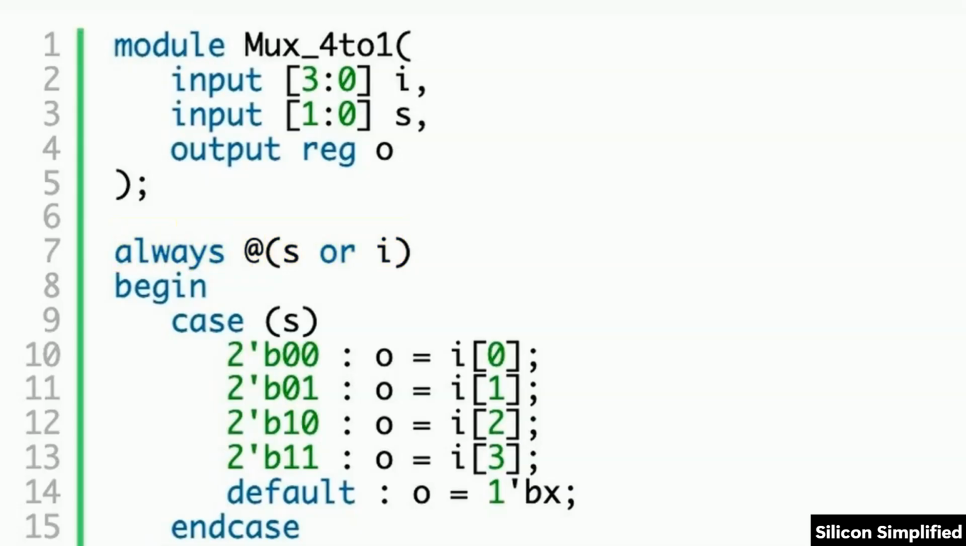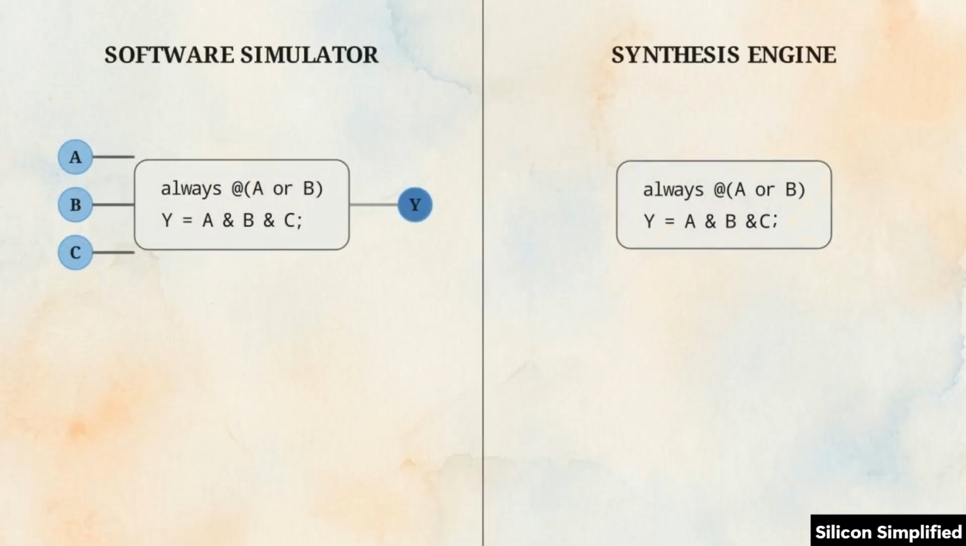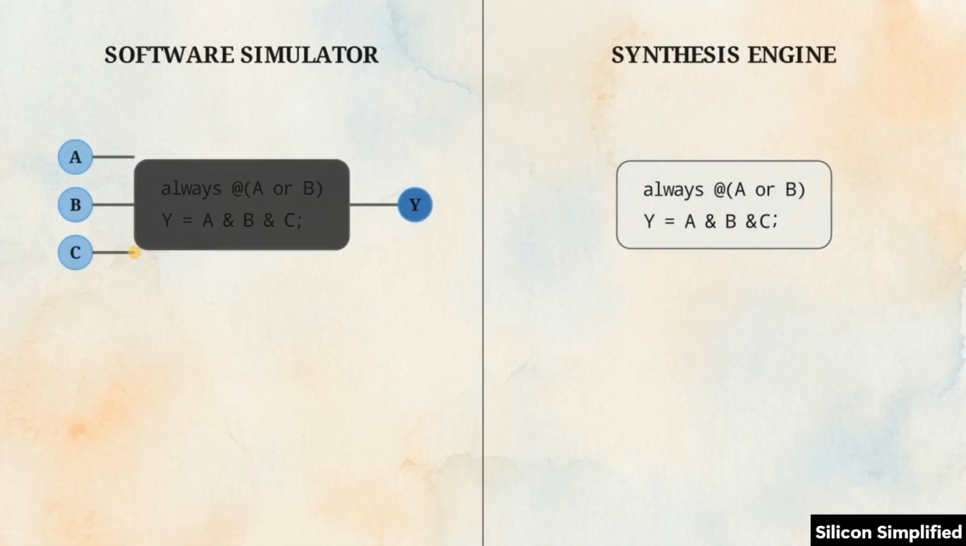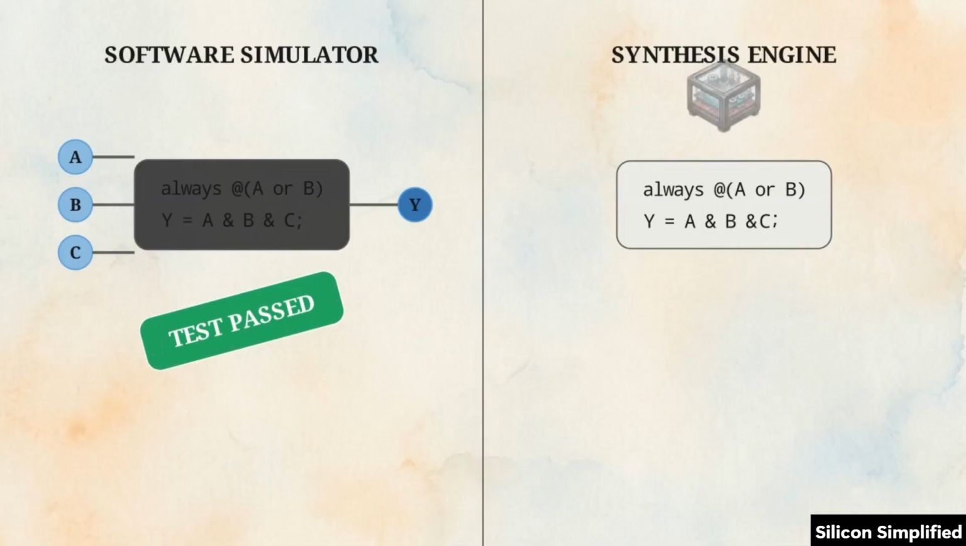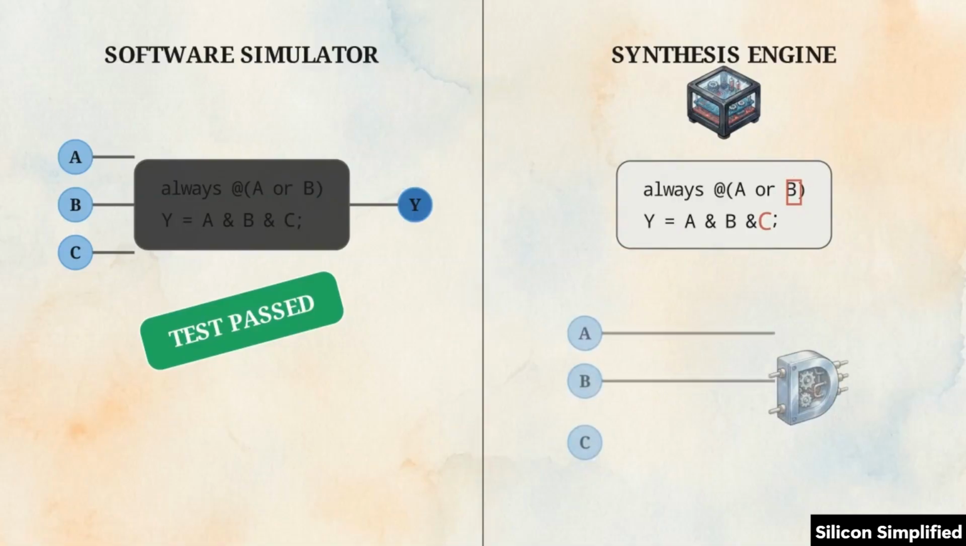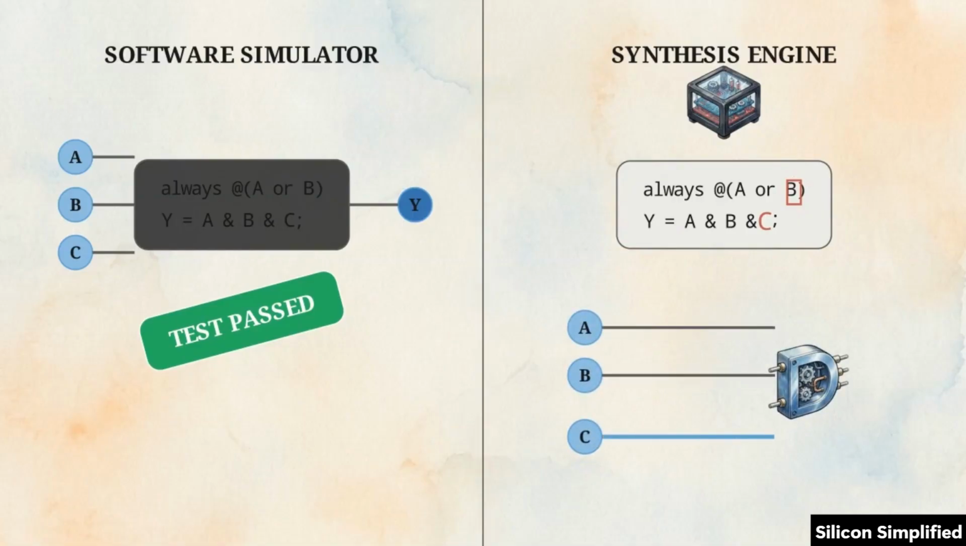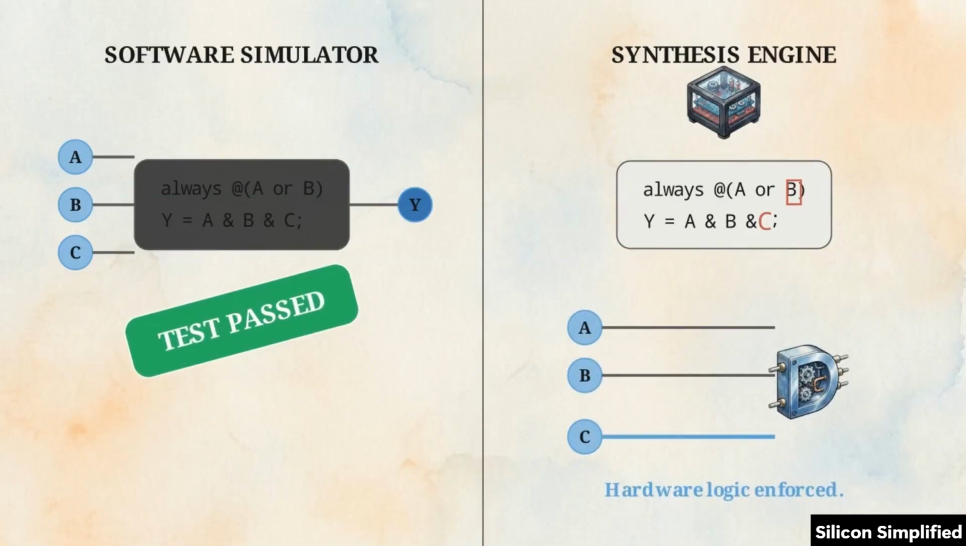The engineer must manually track every input. Adding a new control signal below, but forgetting to update line 7, creates a critical discrepancy. In the software simulator, this omission means the block won't trigger when the new input changes, potentially passing false positive tests. However, synthesis tools prioritize logic requirements. The tool recognizes the hardware needs that input, ignoring the broken list and physically wiring it anyway.